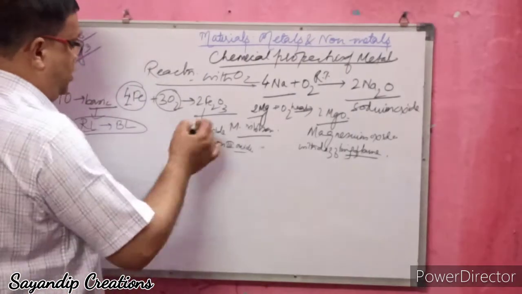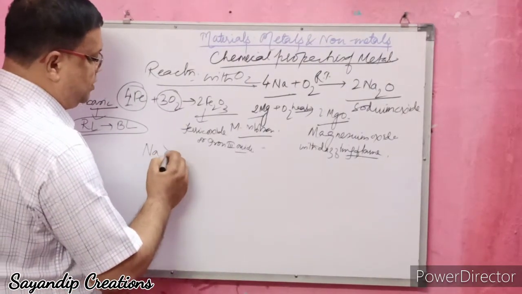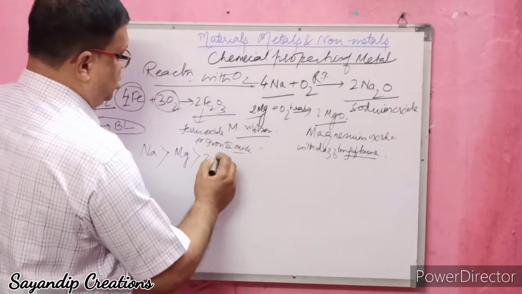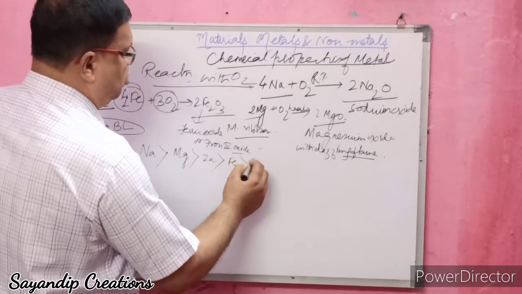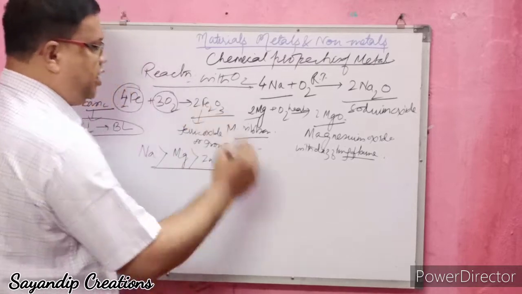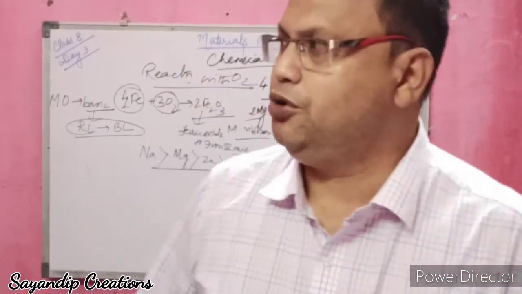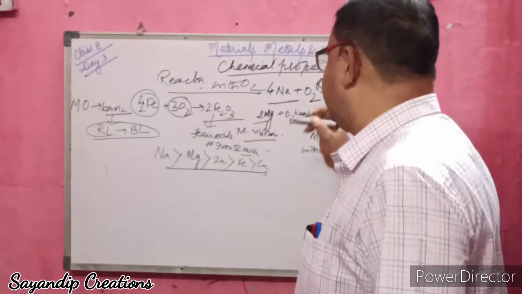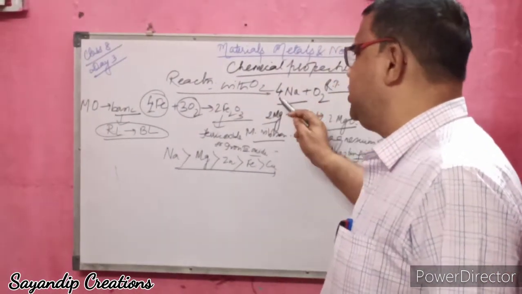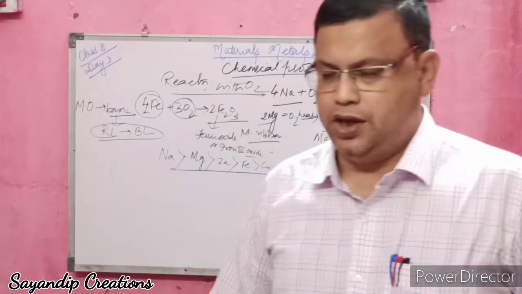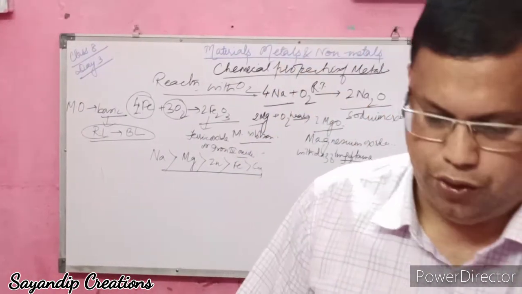So, what will be the reactivity series? Sodium is maximum, then magnesium, then zinc, then iron, then copper. Like this, the reactivity decreases. Don't worry about this. After teaching, I will show you how to balance the chemical equation. That topic I will tell you.